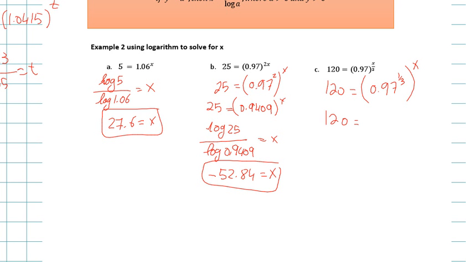It should be 0.989898. And if you do log 120 over log of that, it's a negative answer.